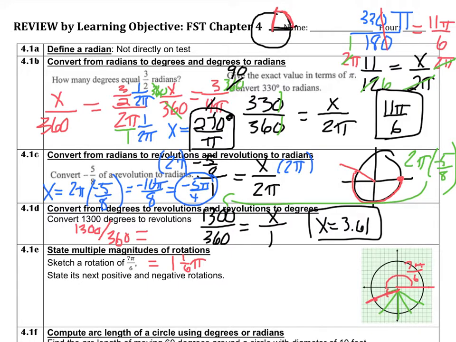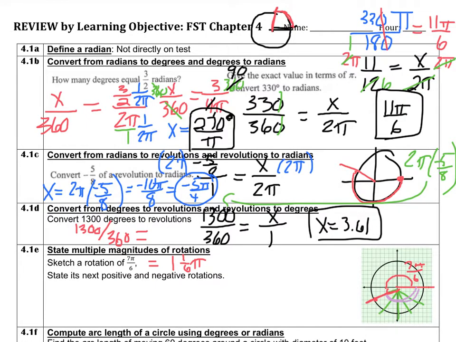Now they want to know the next positive, and then they also want to know a negative rotation. If we do the negative rotation, that's just going to be coming in backwards this way. So if you look at the partitions I've made, you can tell that we're doing 5/6 of this and it's backwards.